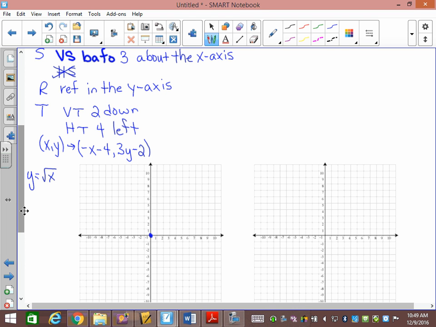So like root 1. Root 1 is 1, so my point's at 1, 1. The next one I'm going to pick is 4, because that'll give me my next one. The square root of 4 is 2, so I'm going to be at 4 and 2. And then I always pick 9 after that. Square root of 9 is 3, so I'm going to be at 9 and 3. So that's the base root x graph. And now we're going to do our transformations to it.